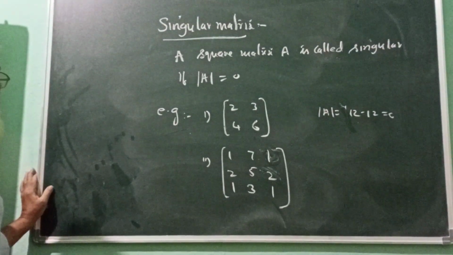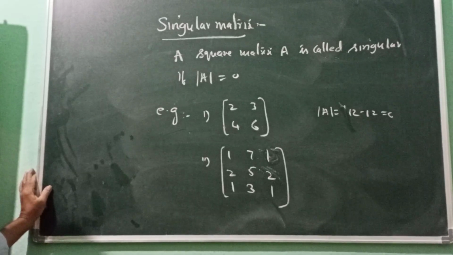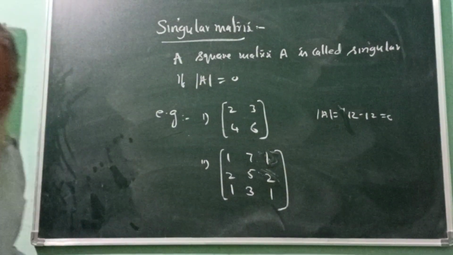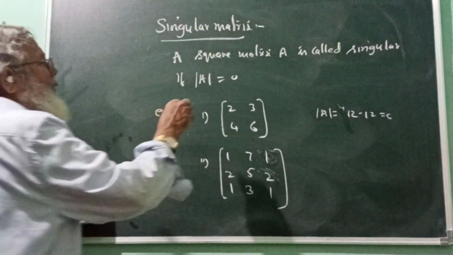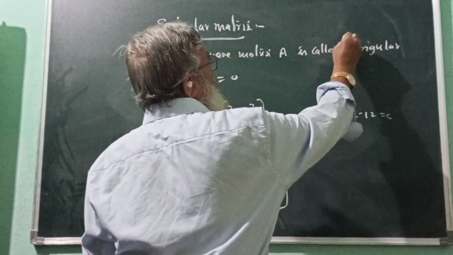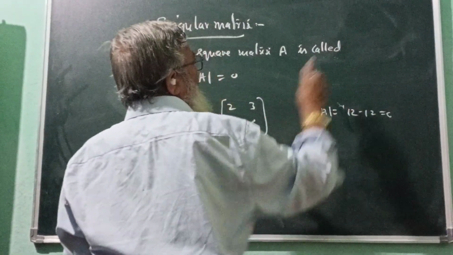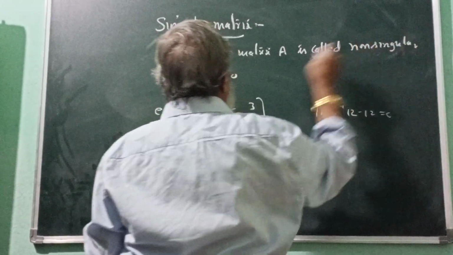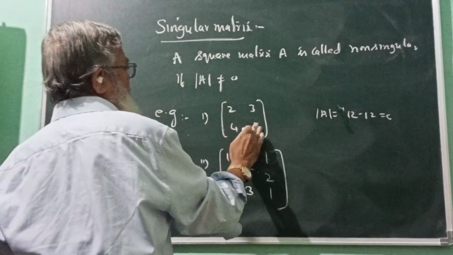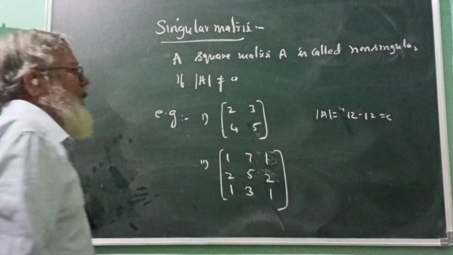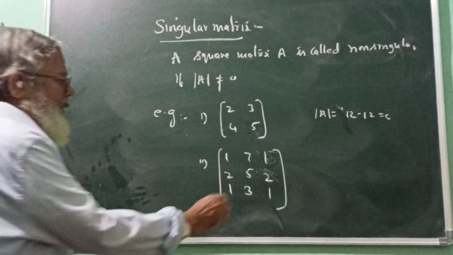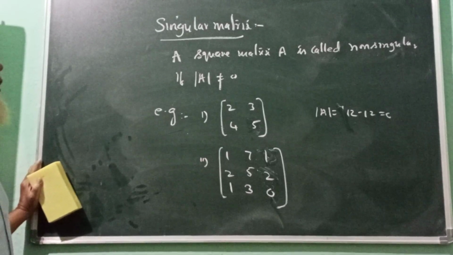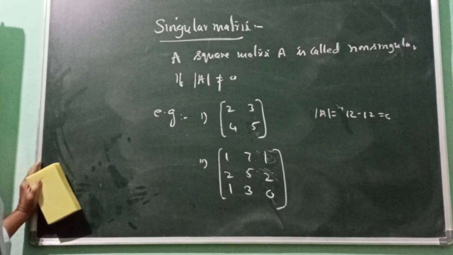If the determinant of matrix A is not equal to 0, it is called a non-singular matrix. For example, you can give an example here. It is not equal to 0 here. Similarly, both are non-singular matrices, because the value of the determinant is not 0.